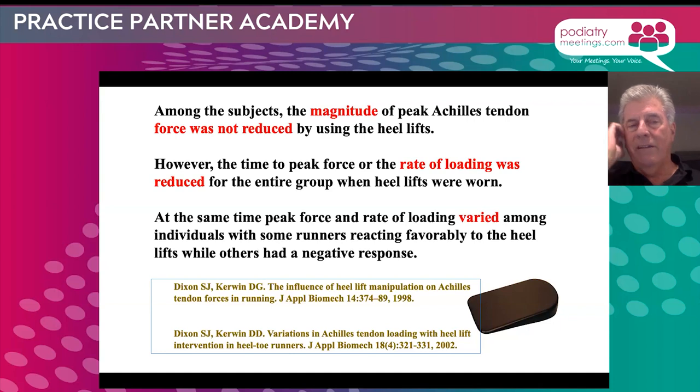But more importantly, both of these studies show that it's a very individual response. Some runners reacted favorably to the heel lift in terms of anticipated reduction of load in the Achilles. Others had actually increased load in the Achilles when a heel lift was applied. This reinforces what many of us have learned in clinical practice, where we see variable response of runners to things we put inside of their shoes.